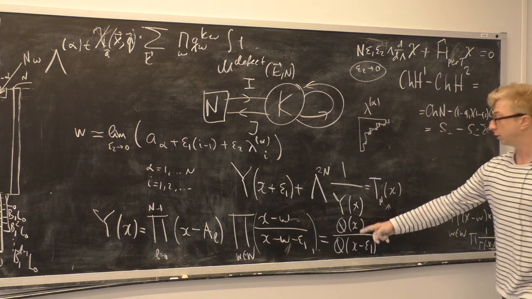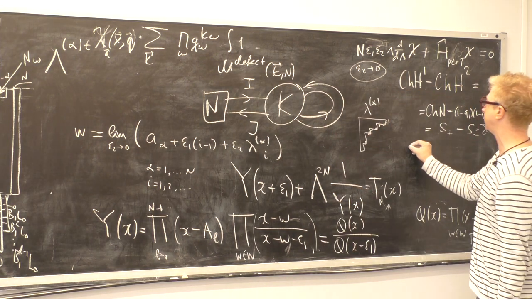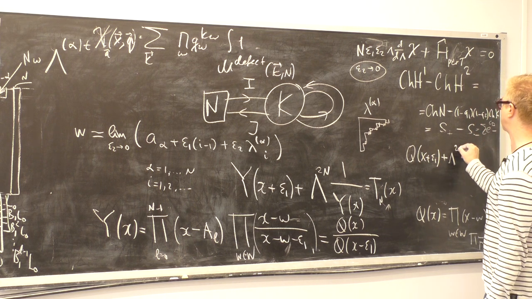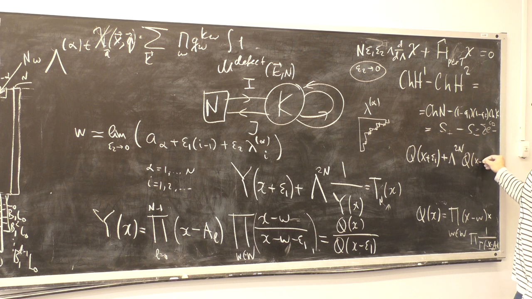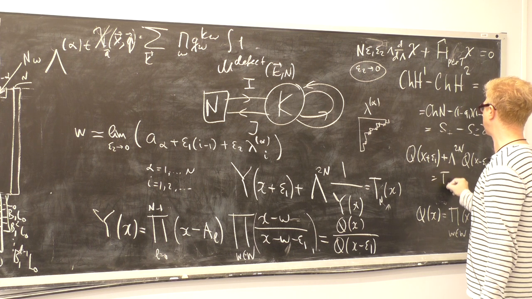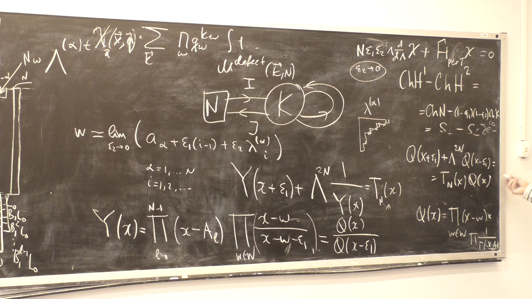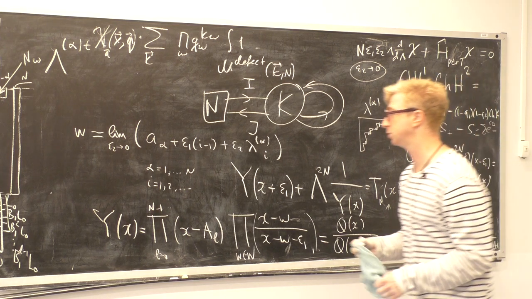And now, in terms of the Q function, this equation will read simply that Q of x plus epsilon 1 plus lambda to the 2 n Q of x minus epsilon 1 is equal to the polynomial T times Q of x. In particular, if you substitute w_i for x, the right-hand side will vanish, and you'll get some Bethe-like equation, but it will be an infinite order Bethe equation, so it's not very useful.